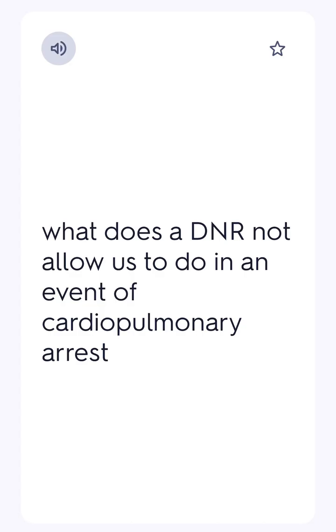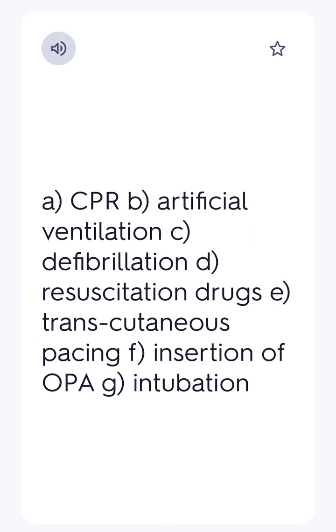What does a DNR not allow us to do in the event of cardiopulmonary arrest? A, CPR. B, artificial ventilation. C, defibrillation. D, resuscitation drugs. E, transcutaneous pacing. F, insertion of OPA. G, intubation.